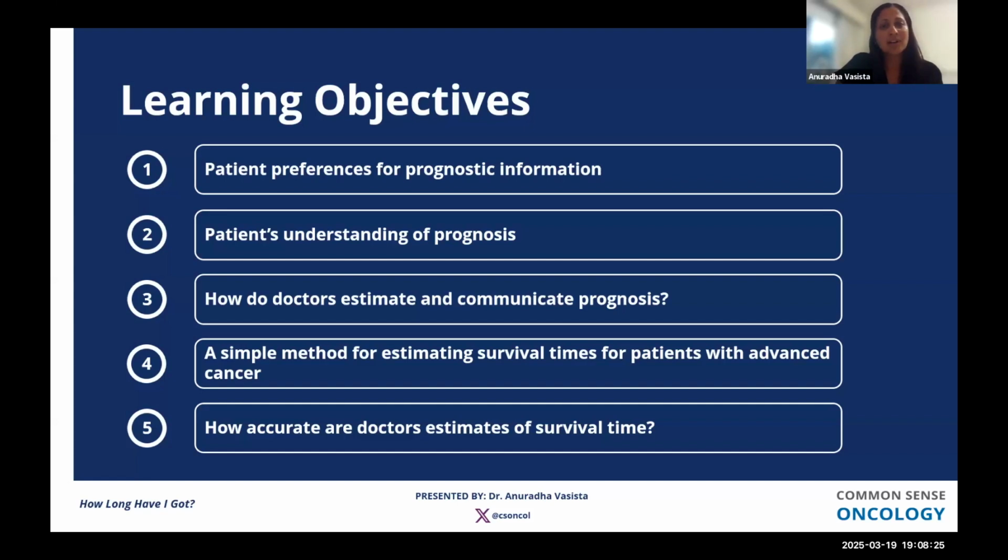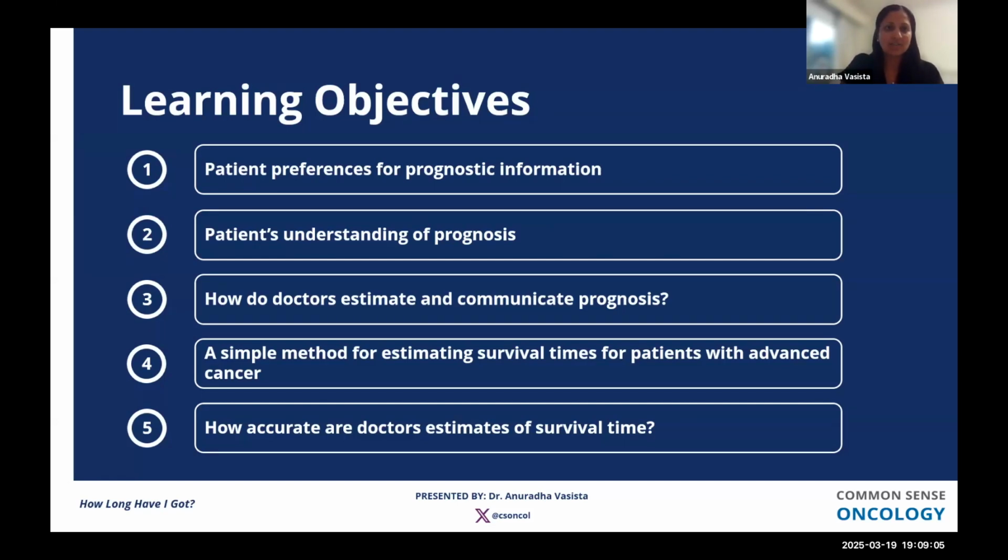The second thing was, so firstly, what do patients want? Secondly, what do they understand about their prognosis? Thirdly, how do doctors estimate and communicate prognosis? And then hopefully I'll give you a framework that's easily applicable to your own practice, where I'll speak about a simple method that we use for estimating survival times for patients with advanced cancer, and lastly, how accurate or how good are we as doctors or oncologists when we estimate survival time for our patients with advanced cancer.